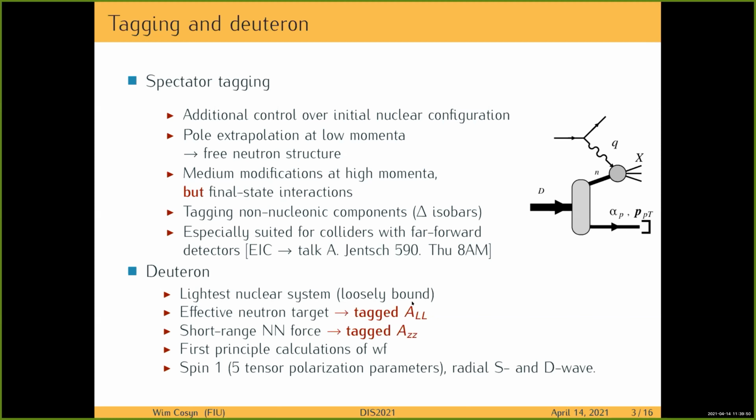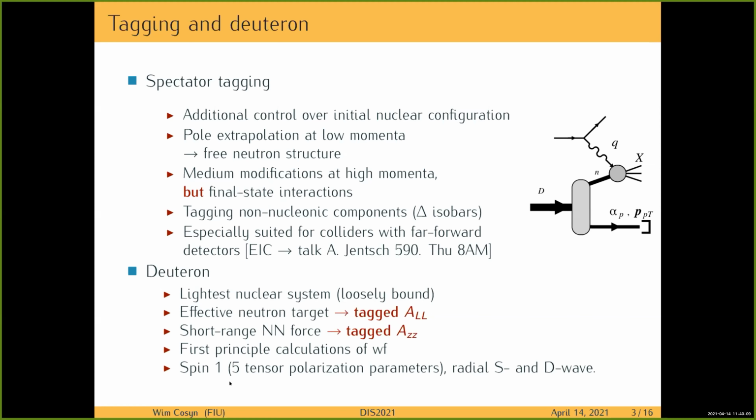I'll discuss effective spin extraction for the neutron, so that will be the double vector spin asymmetry, and also show how we can use the tensor asymmetry, that's A_ZZ, which I'll introduce in detail later, to get to the short-range part of the nucleon force. We also have first-principle calculations of the deuteron wave function, which makes our theorists' life a bit easier.